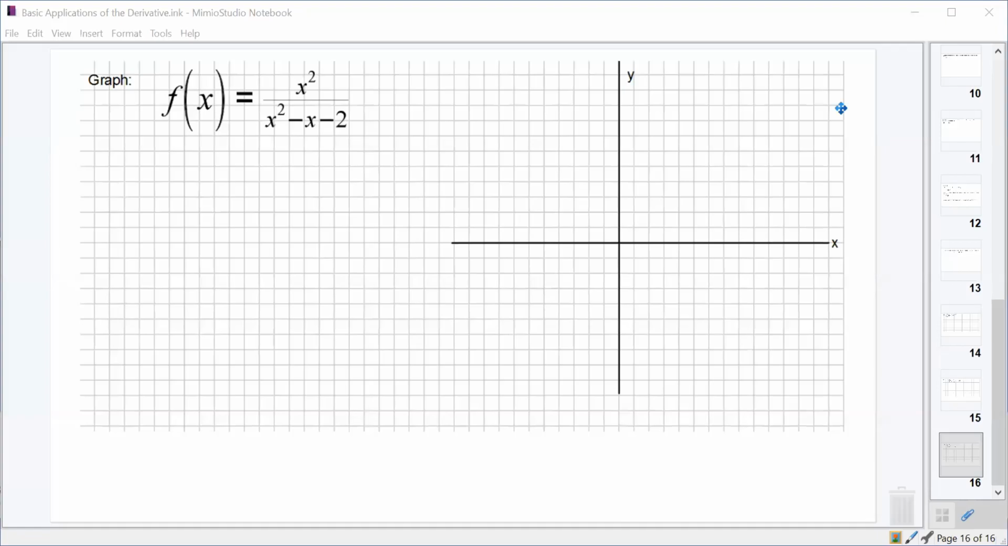So what's the first thing we want to do with this one? Vertical asymptotes, all right, that seems reasonable. So anything we can do without the derivative, right? Vertical asymptotes, horizontal asymptotes, x-intercepts, y-intercepts, all that good stuff first. So vertical asymptotes sounds good.